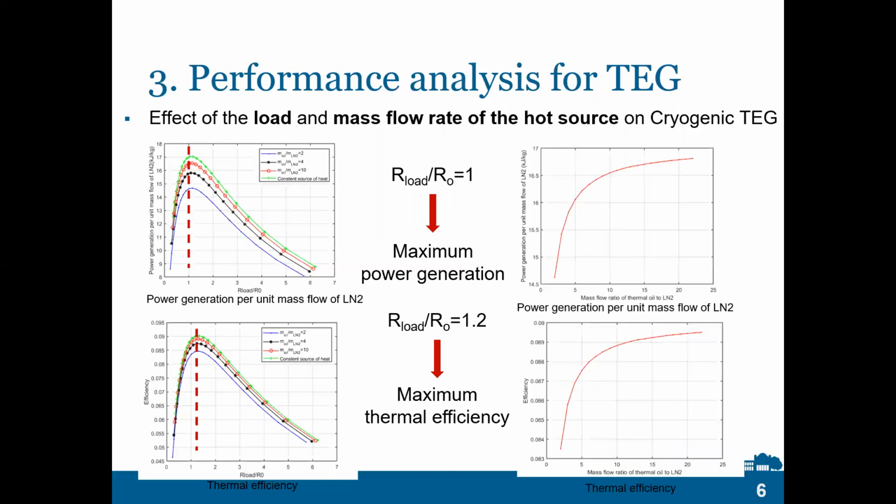Then we also studied the effect of the mass flow rate of the hot source on the working performance of the cryogenic TEG heat exchanger. As we can see from these two figures, increasing the mass flow rate of the hot source could improve both the power generation and thermal efficiency of the cryogenic TEG. But considering the design of the heat exchanger, the mass flow rate difference between the hot source and cold source cannot differ a lot, so we choose 5 for the following study.